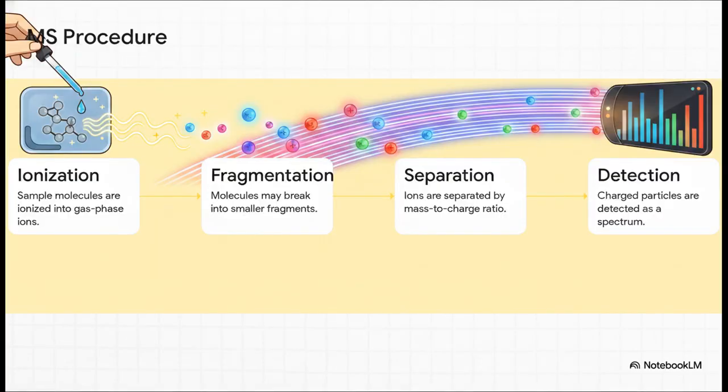Now, this entire seemingly complex operation actually boils down to 4 fundamental steps. First, we take our sample, could be solid, liquid, or gas, and we ionize it. Second, during that ionization process, the sample's molecules might break apart into charged fragments. Third, we separate those resulting ions based on their specific mass-to-charge ratio. And finally, step 4, a detector counts these charged particles and translates them into the spectrum that we analyze.